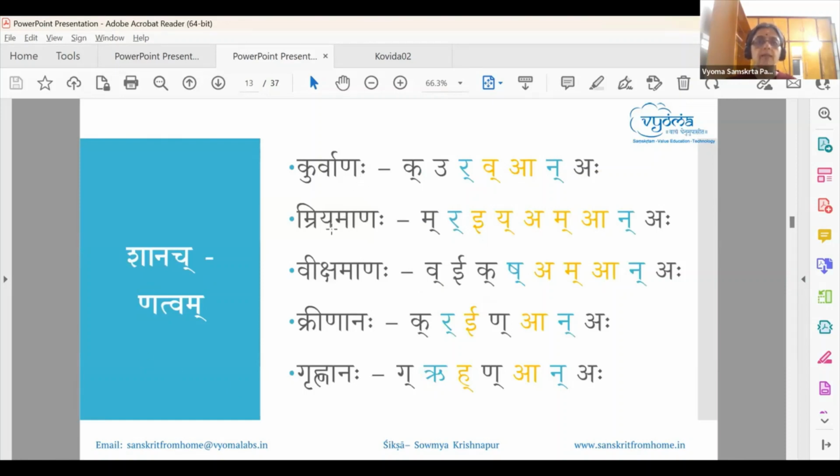So kurvanaha, mriyamanaha, vikshamanaha. This is kakara and shakara. So vikshamanaha. And krinanaha. In krinanaha, there is already a nakara, and that letter is not in the list which we specified, so it doesn't become na. Grihana, grinhanaha. There is a nakara again, because of which the nakara remains as such. So this is about the Shanach pratyaya.